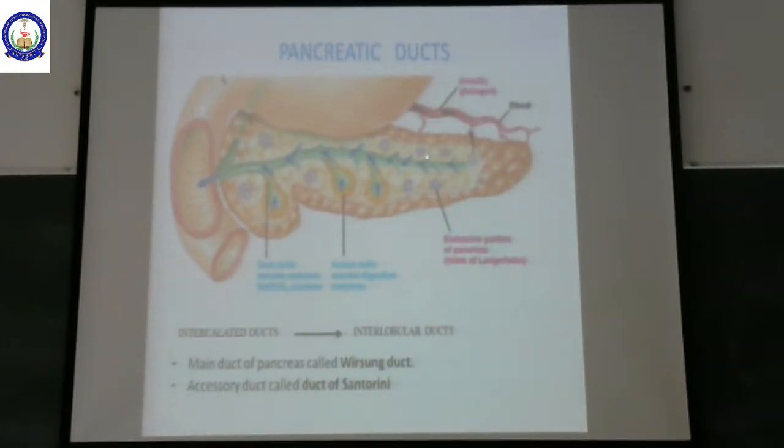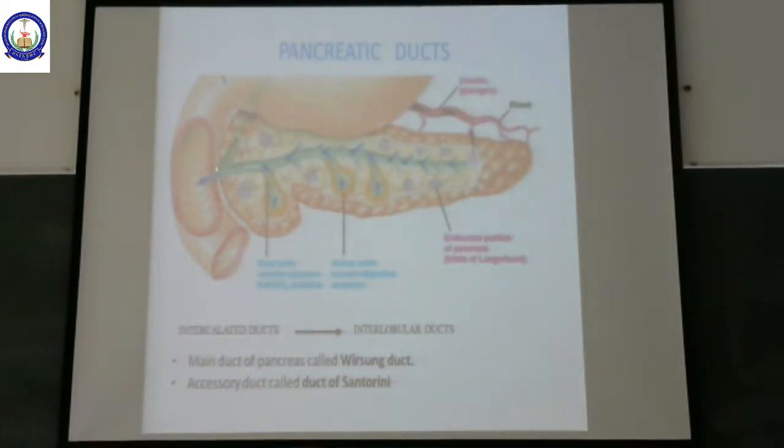So this main duct is called the main duct of pancreas, called the duct of Wirsung or Wirsung duct. I repeat, this duct is called the duct of Wirsung. There is one more smaller duct here. You can see this is called the accessory duct or the duct of Santorini.